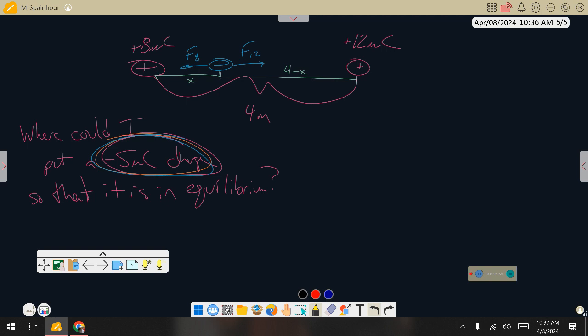Now when you write the answer to this, do not ever just write x. If I showed you the picture and asked, where should I put the -5 Coulomb charge so it's in equilibrium, and you just said 7, that's unhelpful. You need to give a little bit more description. Here's what I would do. I would say it's going to be somewhere in the middle of the two, and then I'm going to give the answer of x distance from the 8 microcoulomb charge. But let's do the math.